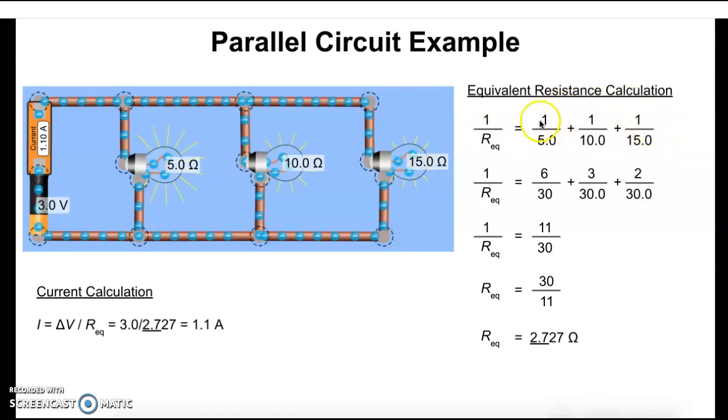Then I gotta add these 3 fractions together. So when you add fractions, it's a good idea to make a common denominator. So that's what I did for the second line here. The common denominator of 5, 10, and 15 would be 30. So I just rewrote all fractions to be out of 30. That way I can add the numerators together. 6 plus 3 plus 2 is 11. So this equals 11 over 30. So 1 over Req equals 11 over 30.